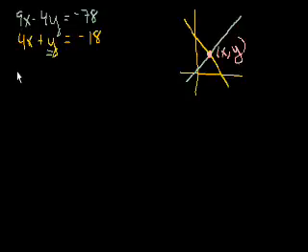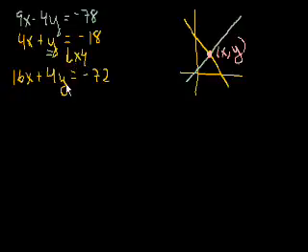So let's multiply this bottom equation by 4, and I get 16x plus 4y is equal to minus 72. All I did is multiply both sides of this equation by 4. And you have to multiply every term because of the distributive property, and both sides. Whatever you do to one side, you have to do the other. And let me rewrite that top equation again, in the same color just so we can keep track of things. 9x minus 4y is equal to minus 78.